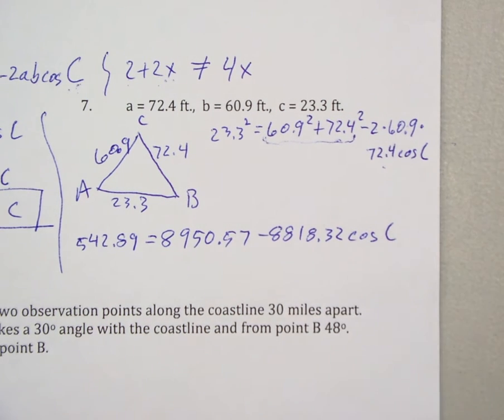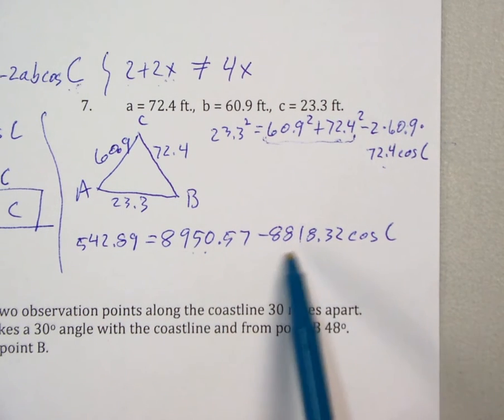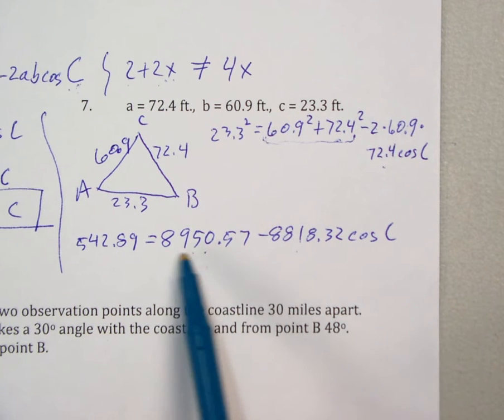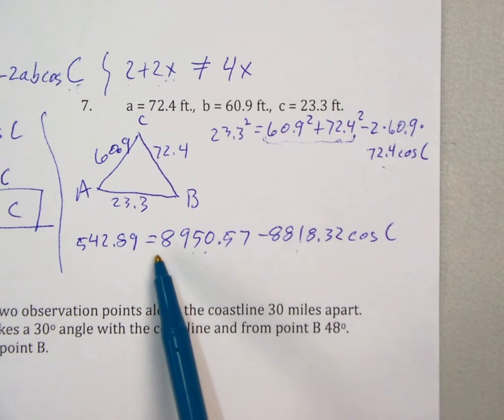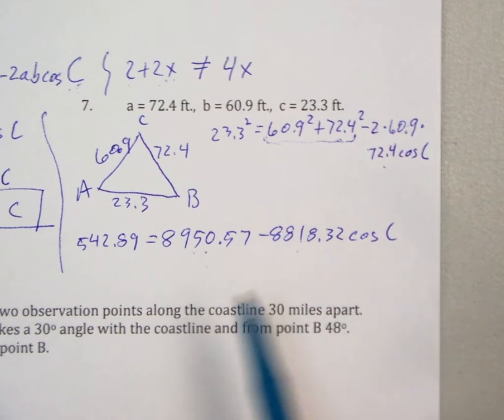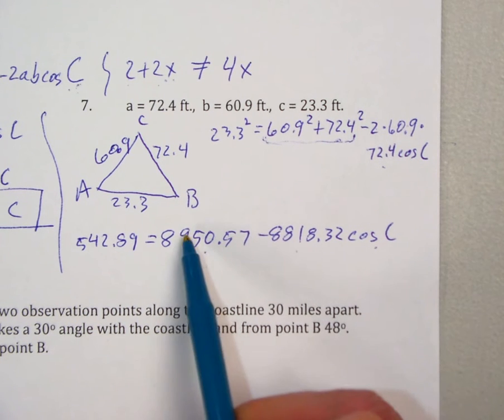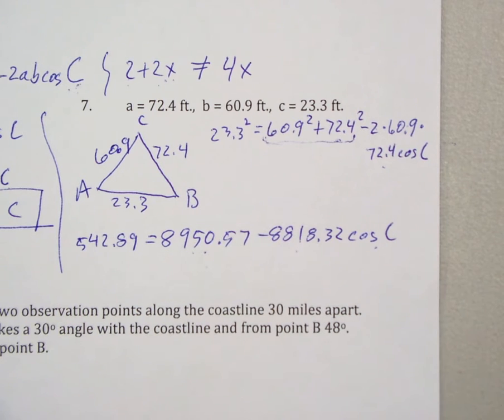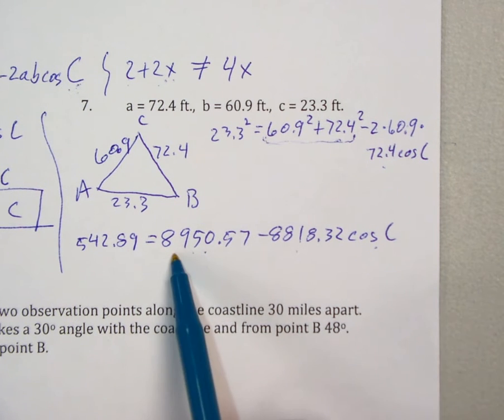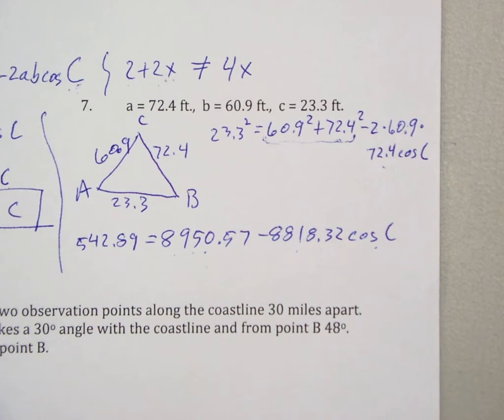As always, the temptation here is to take these numbers and subtract them. They're very close, you know, in terms of what number they are. 8,900, 8,000. So it just feels like you should subtract them, but you can't. This one has a cosine hooked on, so it's very similar to having a variable. So we need to subtract this number off the front. So I'm going to go 542.89. I'm going to subtract this 8950.57.